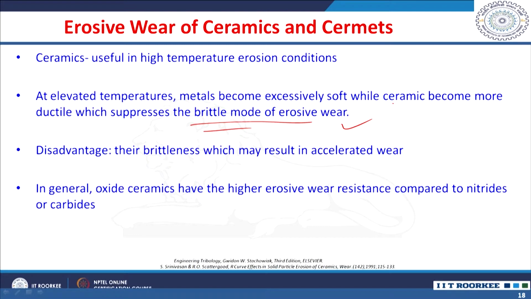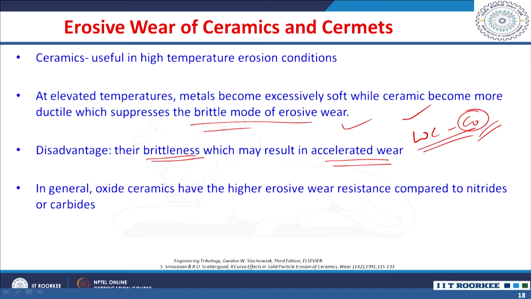A disadvantage of using ceramics or cermet materials is, of course, brittleness, which may result in accelerated wear. Cermet materials, for example, a ceramic material of tungsten carbide with a cobalt binder, this cobalt being metallic, increases the toughness. So, there is a balance between toughness and hardness. The brittleness is reduced by an optimum content of cobalt, so that wear can be reduced to acceptable levels in erosive wear conditions when you use the cermet material.